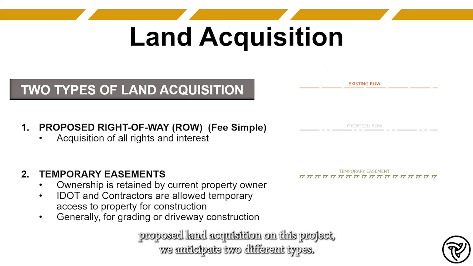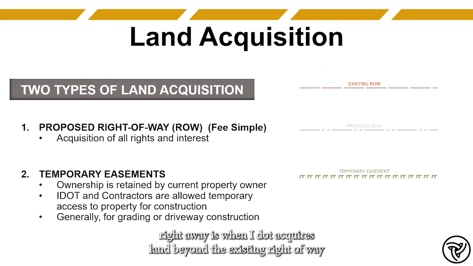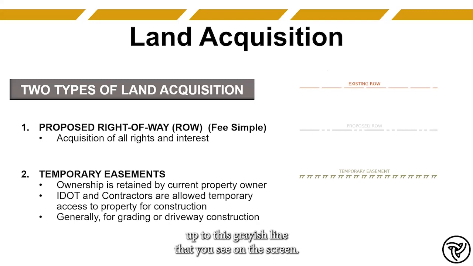Now, for the proposed land acquisition on this project, we anticipate two different types. We've got the proposed right-of-way type, or what we call fee simple. This is proposed right-of-way where IDOT acquires land beyond the existing right-of-way up to this grayish line that you see on the screen. In this case, all rights and interests of that portion of land would be acquired by IDOT for its use now and in the future.